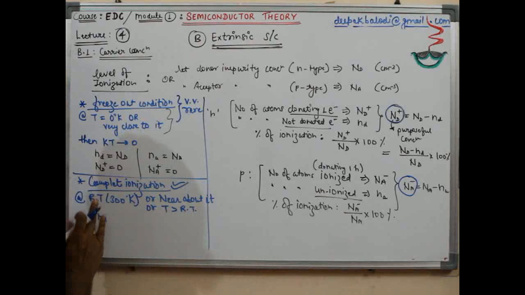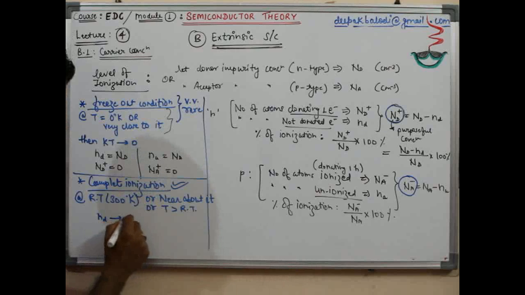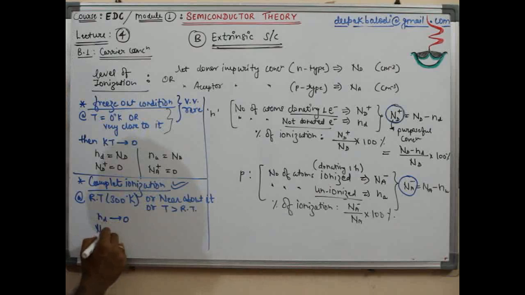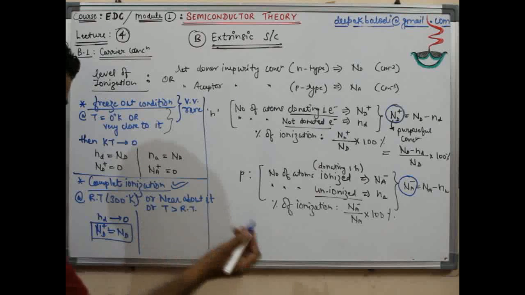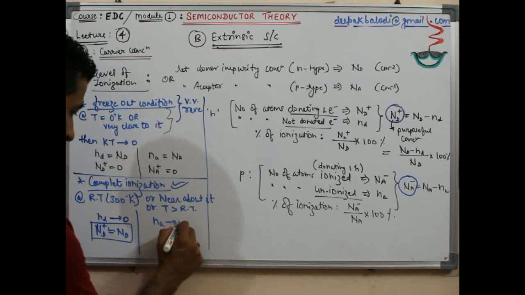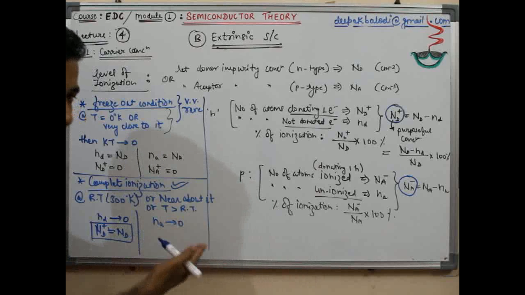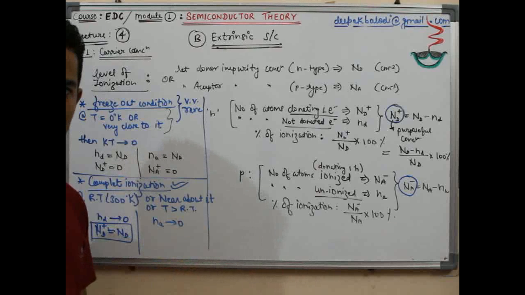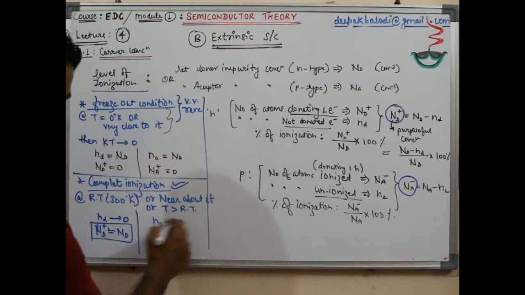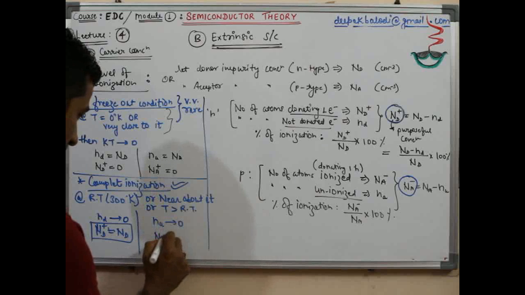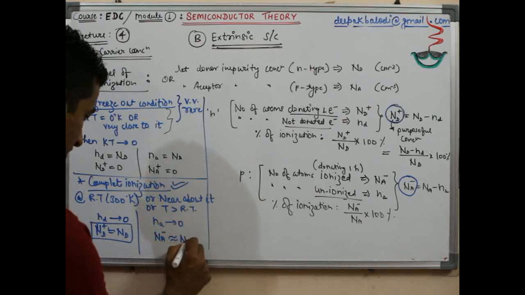Nd, so the number of atoms which are not contributing to the ionization, they are very, very few, it goes to almost 0. So therefore Nd plus will be approximately Nd, and that is what we were looking for. Similarly for p-type, Na goes to approximately 0, means there is very poor probability that some atom is not contributing any hole or electron. So therefore this is approximately 0 and Na minus is approximately Na.